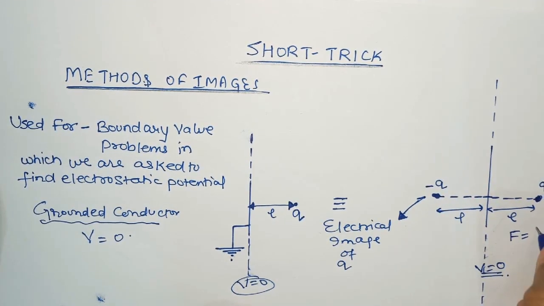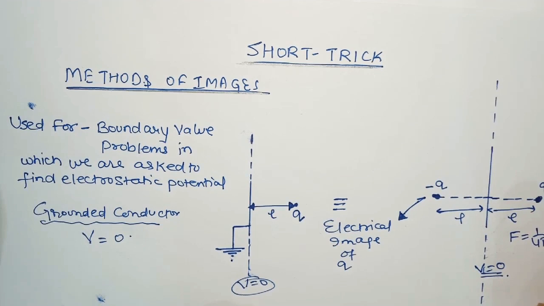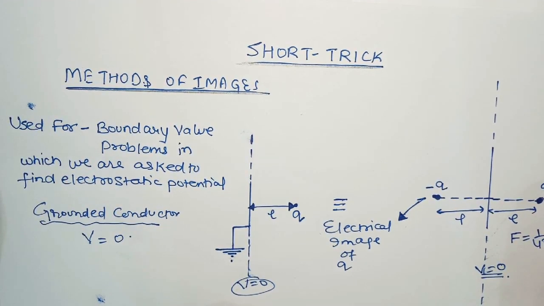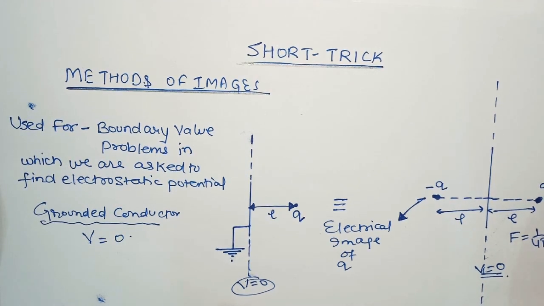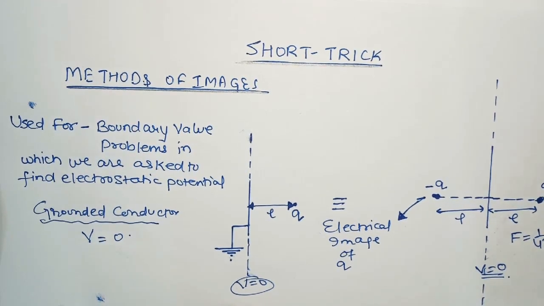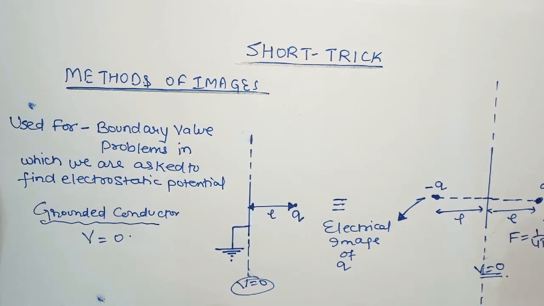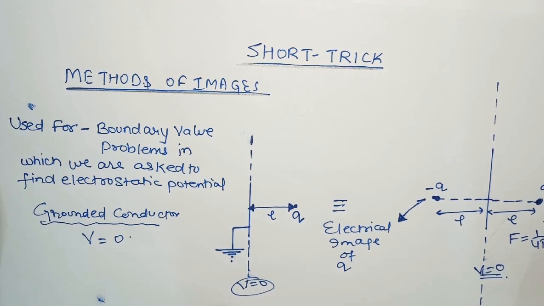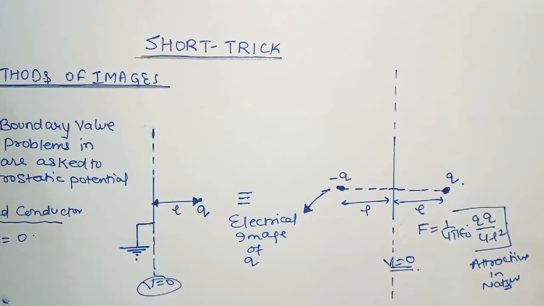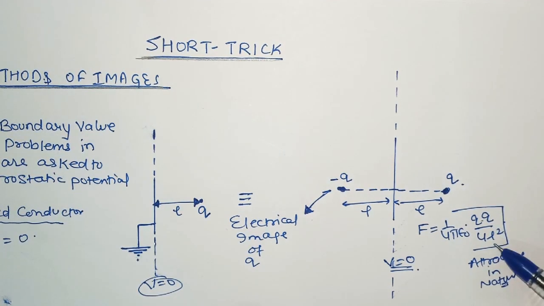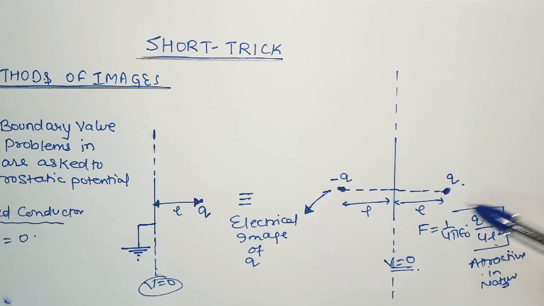The electrostatic force is equal to 1 over 4 pi epsilon naught, q1 q2 upon r square, that is q square upon r square. Here r is L plus L, that is 2L, so r square is 2L whole square, which means 4L square. So F is equal to k q1 q2 upon 4L square, and this force is attractive in nature. Now look how easy it is.